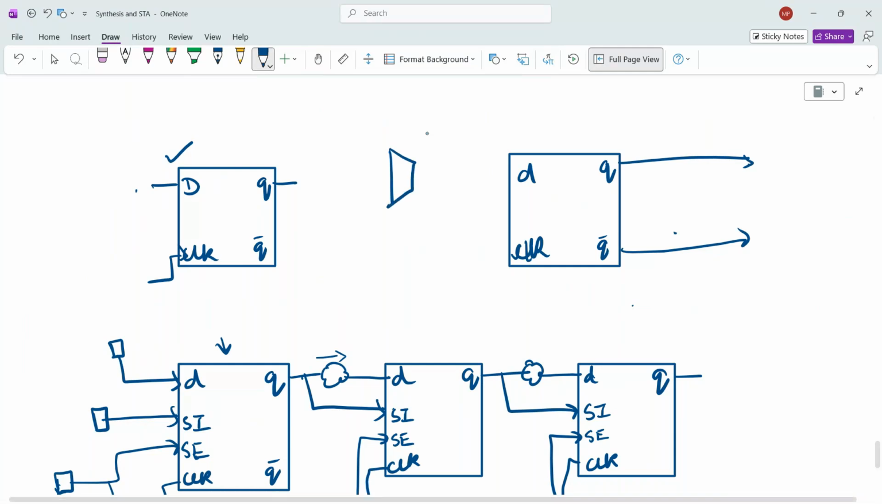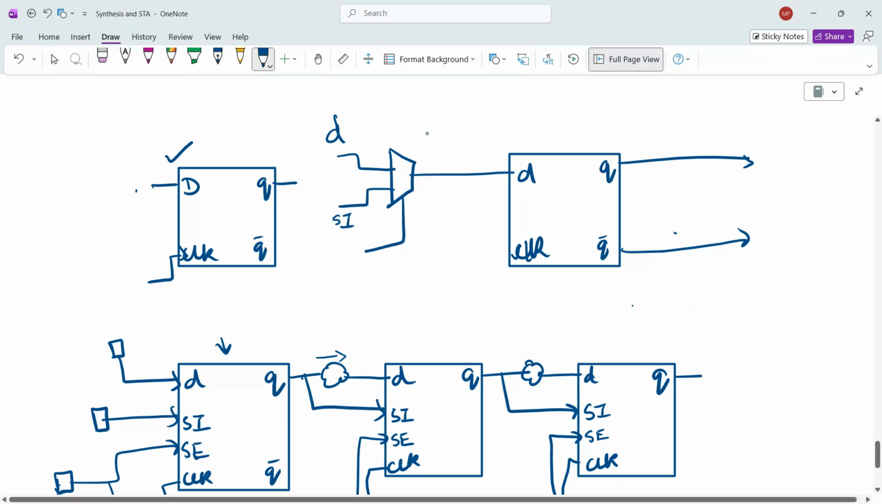Then actually there will be a mux. One is the D input, another will have the SI input, right? Here the select line will be SE, and the structure is like this. This is nothing but the structure of these flip-flops. Right? So this is what is happening when we are inserting DFT, the scan chains, right?